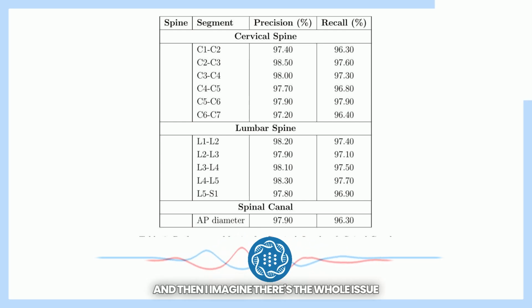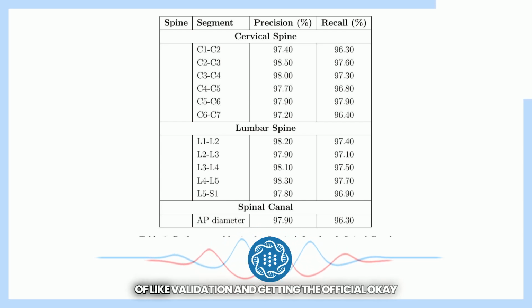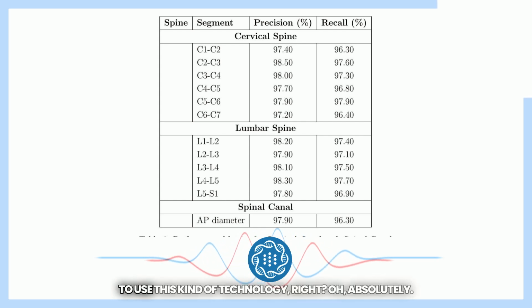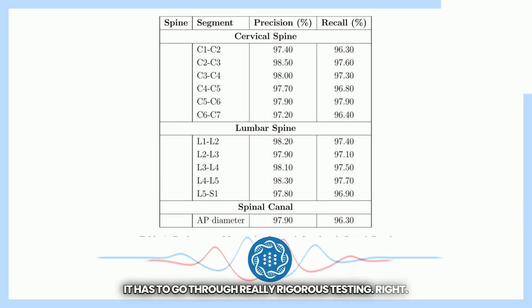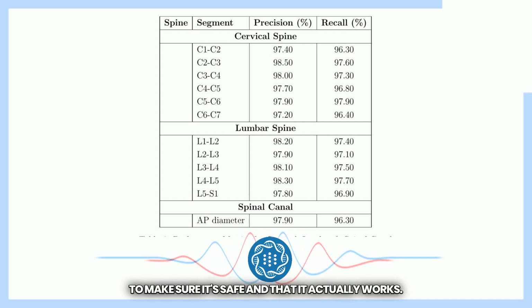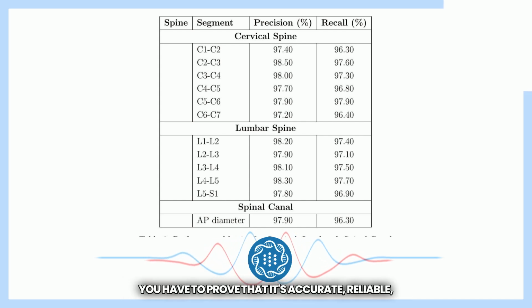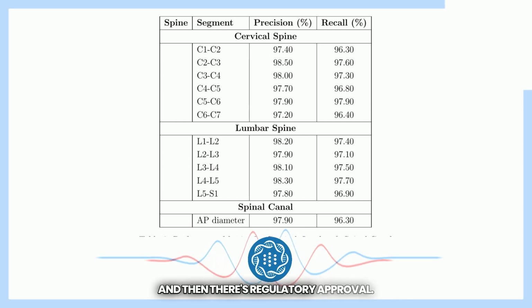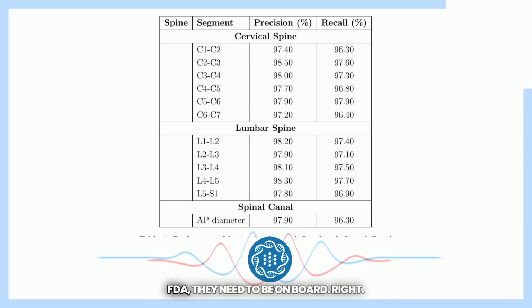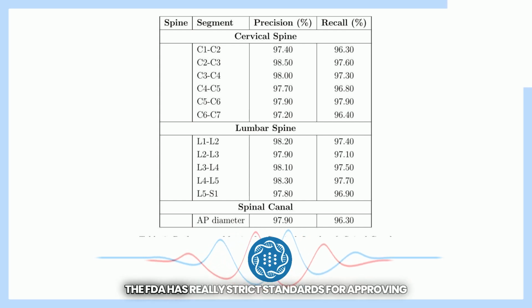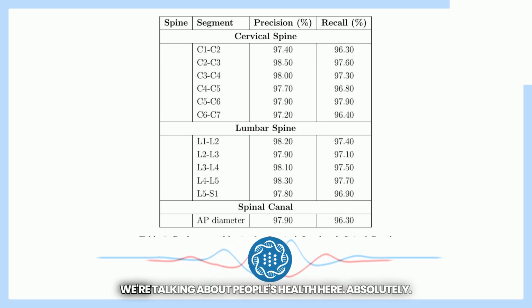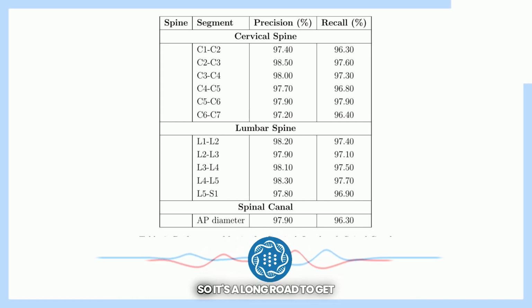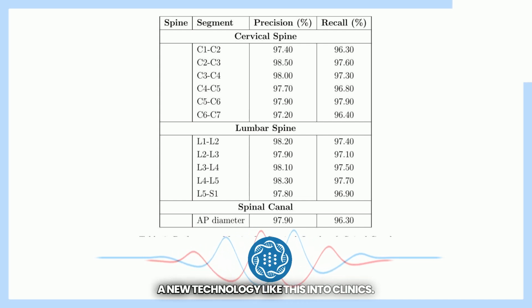Okay, that makes sense. And then I imagine there's the whole issue of validation and getting the official okay to use this kind of technology, right? Oh, absolutely. Before any AI system can be used clinically, it has to go through really rigorous testing. Right, to make sure it's safe and that it actually works. Exactly. You have to prove that it's accurate, reliable, that it won't pose any risks to patients, and then there's regulatory approval. In the US, you've got the FDA, they need to be on board. Right, the FDA has really strict standards for approving new medical technologies. And for good reason. We're talking about people's health here. Absolutely. So it's a long road to get a new technology like this into clinics.